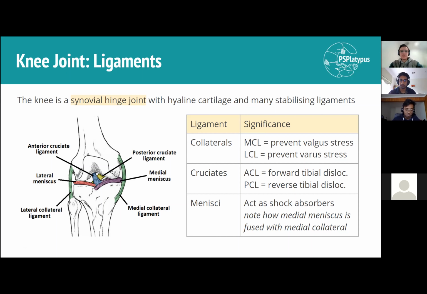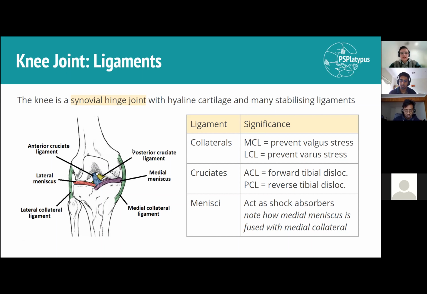Same with the PCL. It has a specific arrangement that goes kind of backwards. You can see it kind of going into the page, and that's going to prevent reverse tibial dislocation. In other words, it's going to prevent things from going backwards. Really easy to remember. You don't even have to understand this too well, because all you need to remember is that ACL prevents anterior movement of the tibia and PCL prevents posterior movement of the tibia. So it's sort of in the name.